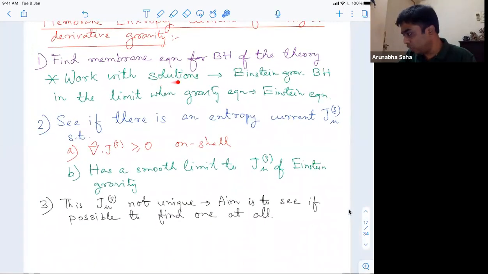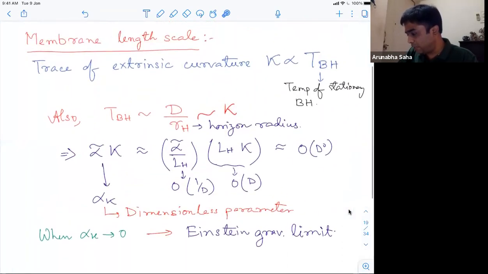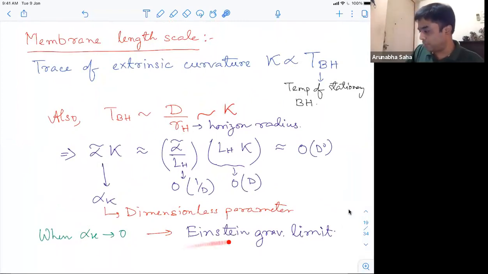I said that the solution should reduce to Einstein gravity in the limit when the gravity equation changes to the Einstein equation. And I take the limit by taking alpha K goes to 0. This is the dimensionless parameter in the membrane picture, because I'm going to constrain the membrane equation. I will tell you why I need it.